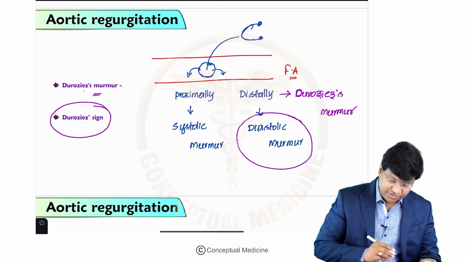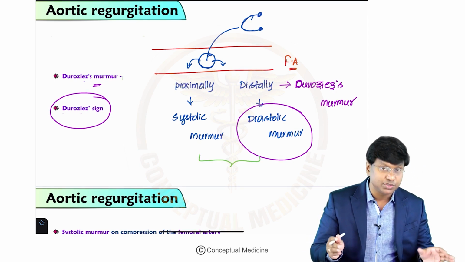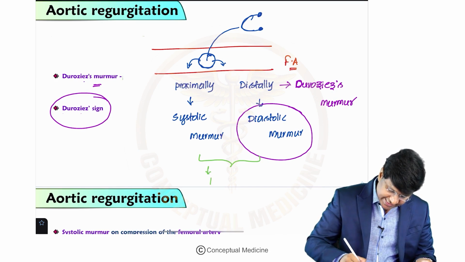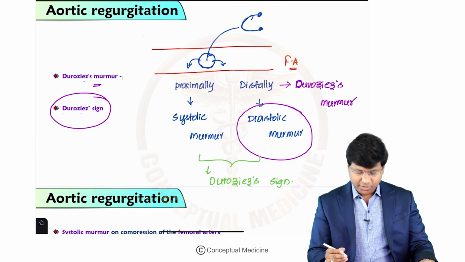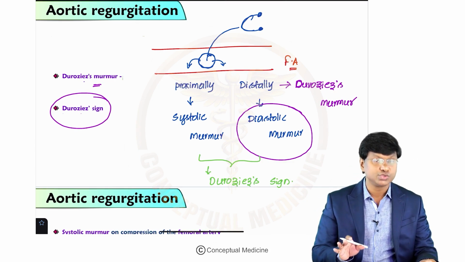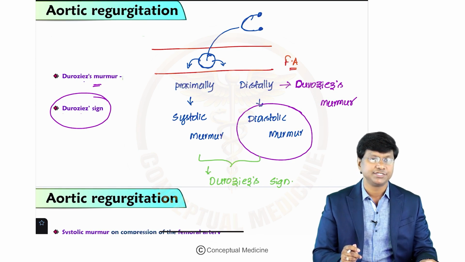Then what is Duroziez's sign? The systolic murmur and diastolic murmur together are called Duroziez's sign. So this is about another important peripheral sign that you will have in aortic regurgitation.